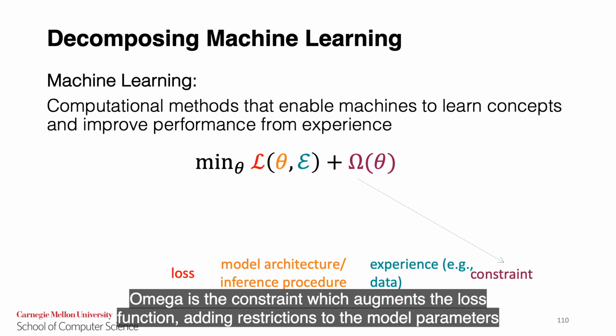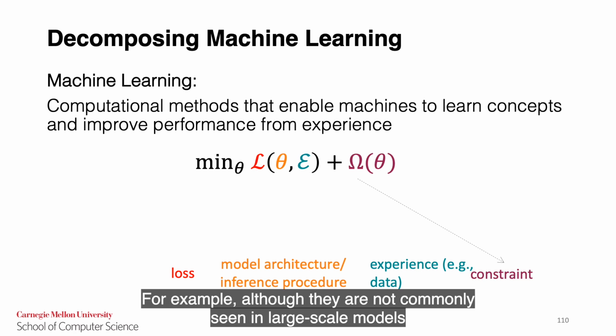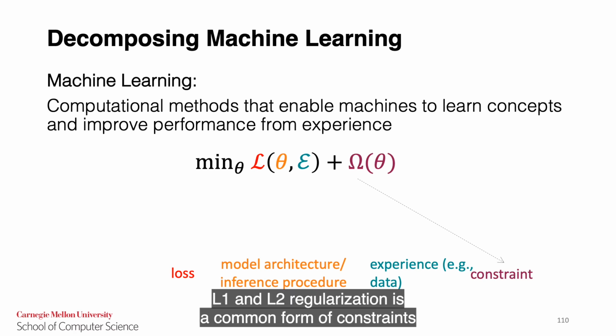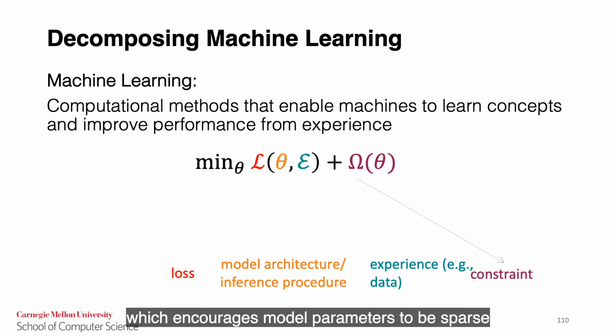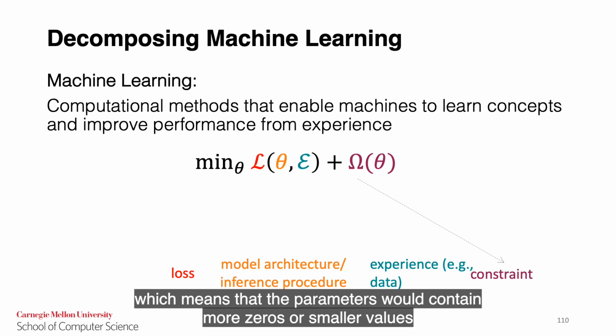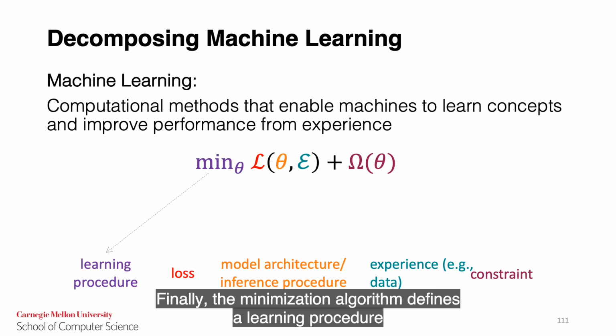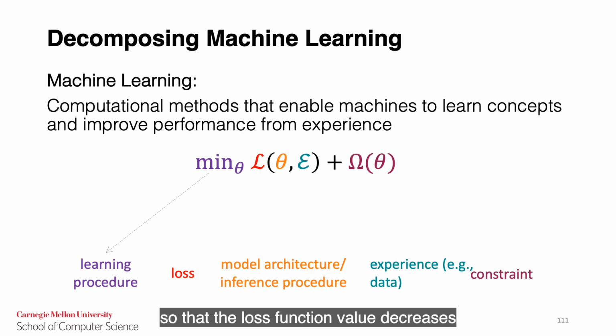Omega is the constraint, which augments the loss function, adding restrictions to the model parameters. For example, although they are not commonly seen in large-scale models, L1 and L2 regularization are a common form of constraints which encourage model parameters to be sparse, which means that the parameters will contain more zeros or smaller values. Finally, the minimization algorithm defines a learning procedure. The algorithm is responsible for optimizing model parameters so that the loss function value decreases.